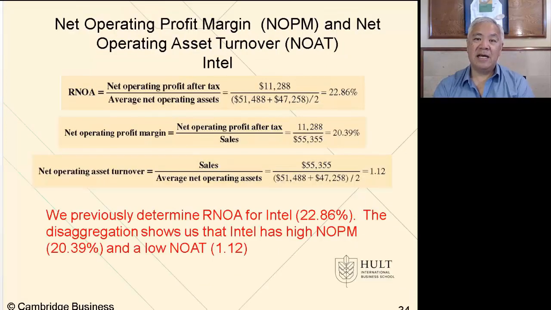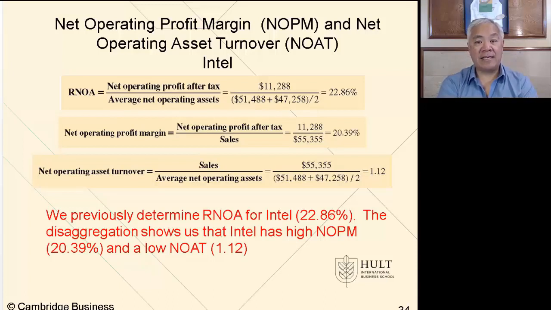All right, let's look at Intel and how they did. First, on RNOA, we've computed this previously, so I just carried it forward: 22.86. So the question is, how did it get there? From profitability or from asset turnover? Profitability is 20.39, so most of it comes from just being very profitable and running their business. Asset turn, nothing crazy, it's 1.12.